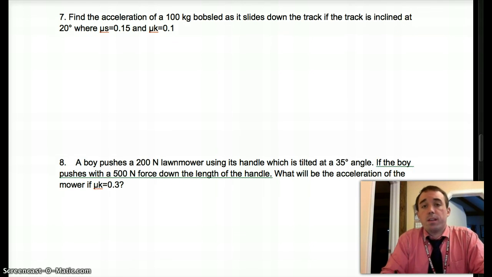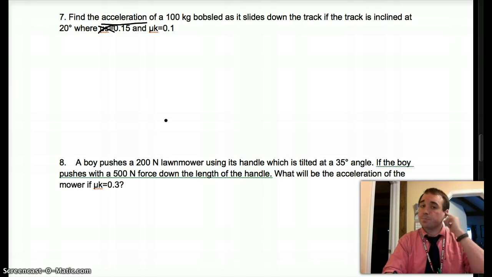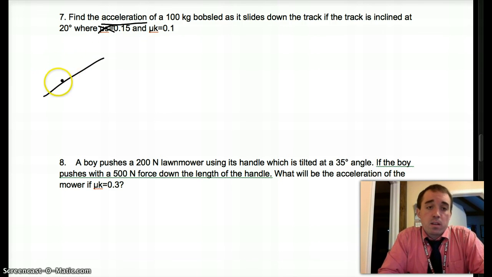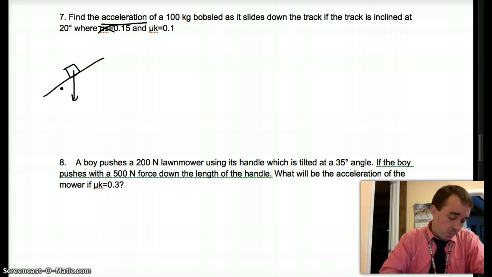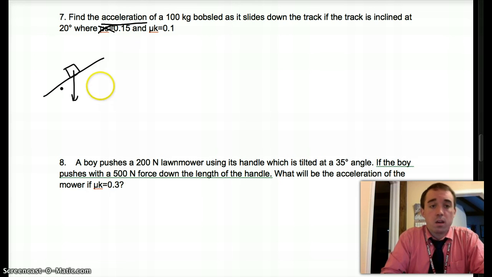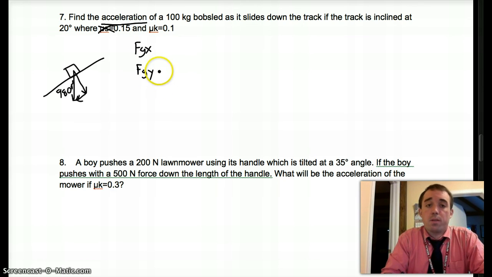Find the acceleration of a 100-kilogram bobsled as it slides down the track. If the track is inclined, blah, blah, blah. All right, so we know it's accelerating because that's what we're trying to find. We don't care about the static friction coefficient. We only care about mu k. On a ramp, we have to break our F_G, which is 100 times 9.8, 980, into its pieces, F_GY, F_GX. F_GX is the piece that pulls us down the ramp. F_GY is the piece that pulls us into the ramp. And on a ramp, the F_GY always equals the normal force.